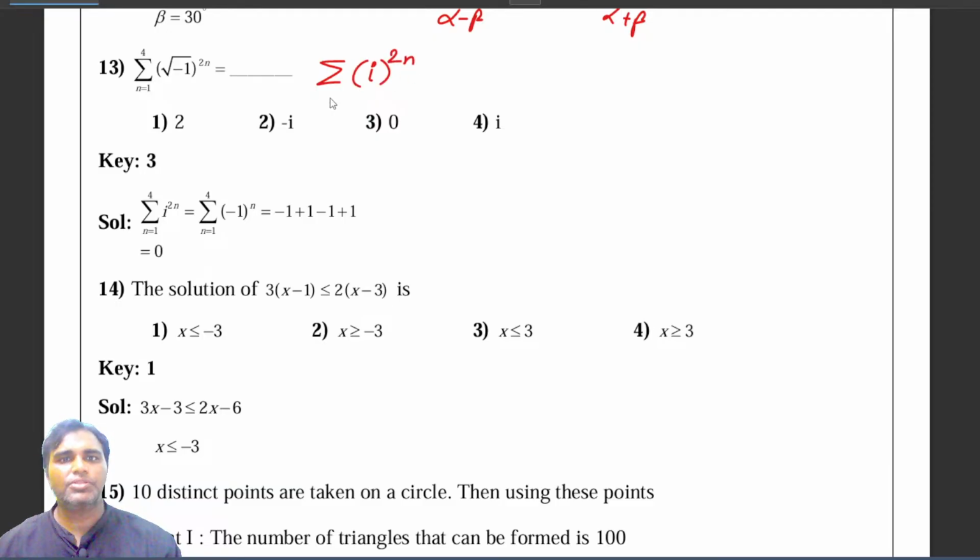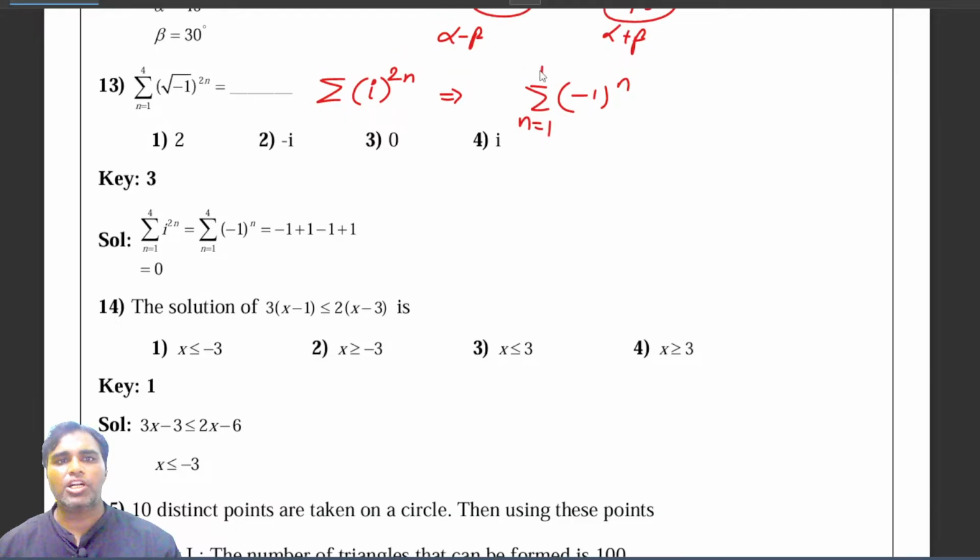So this is root over minus 1, which is i power 2. Now i power 2 we know is minus 1, so minus 1 power n. n starts from 1 to 4. So now I start putting the values, you will get something. So every term will get cancelled and we are getting 0. My answer is option 3.